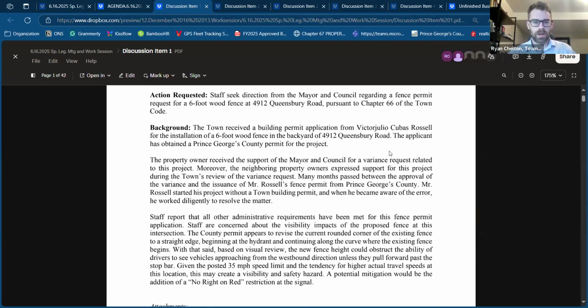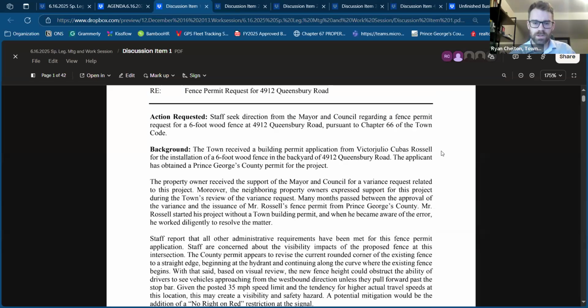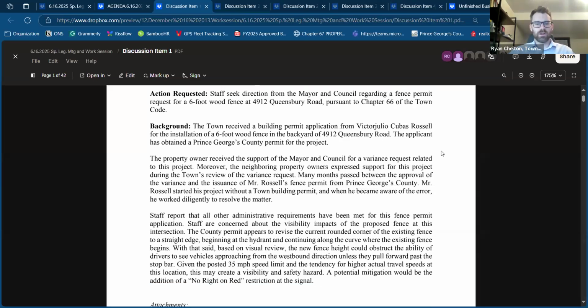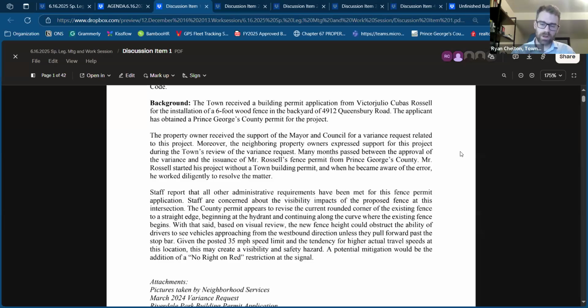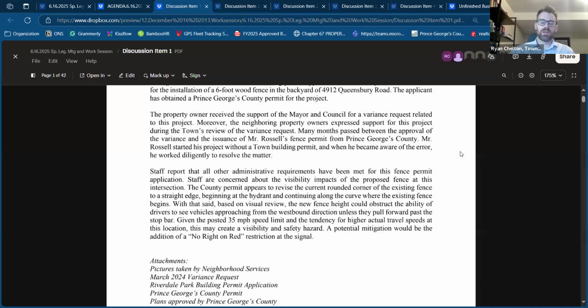Yes, good evening, Mayor and Council and members of the public. I'll be handling this legislative item. Staff are seeking direction from the Mayor and Council regarding a fence permit request for 4912 Queensbury Road. The town received a building permit application from Mr. Russell for the installation of a 6-foot wooden fence in the backyard of 4912 Queensbury Road. The applicant has already obtained a Prince George's County permit for the project.